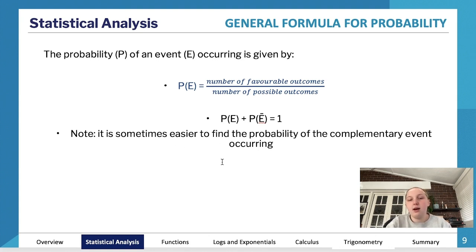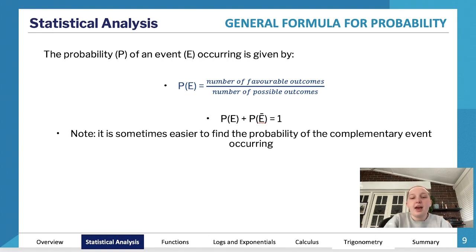When you start doing harder probability questions, it sometimes becomes a lot easier to find the probability of the complementary event, so the probability that something doesn't occur. You may or may not have seen these sorts of questions before. They come up a little bit more in year 12, but it'll be like, Jack has 6 marbles, he's got 2 red and 4 blue. Find the probability that at least 1 blue marble is chosen if he picks out 3 marbles.